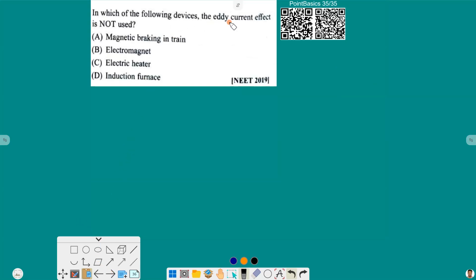In which of the following devices is the eddy current effect not used? In eddy currents, normally we cancel eddy current by separating the device into smaller parts. In the case of an electric heater, we use a wire of some specific resistance, and due to flow of current this wire generates heat, and this is Joule's heating law. So option C is the one where we don't use eddy currents.